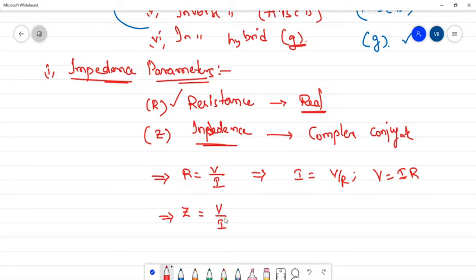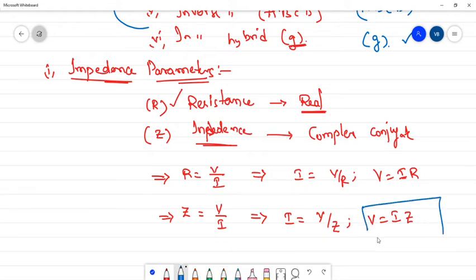Impedance is nothing but resistance in AC, that is V by I. How can we write for I? I is equal to V by Z, or V is equal to I into Z. These are the relations in impedance. Impedance is defined as the ratio of voltage to current, or we can define voltage as the product of current and impedance.